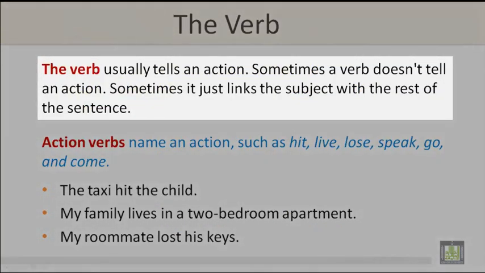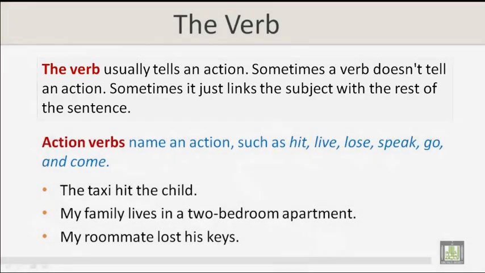The verb usually tells an action. Sometimes a verb doesn't tell an action. Sometimes it just links the subject with the rest of the sentence. Action verbs name an action, such as hit, live, lose, speak, go, and come. The three examples below read: the taxi hit the child. My family lives in a 2-bedroom apartment, and my roommate lost his keys. The highlighted verbs in all three of these examples are called action verbs, and they name an action.